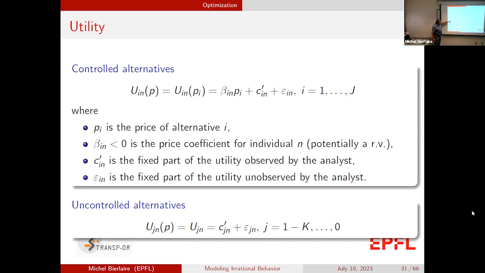I make the assumption, of course, that the beta is negative, so the people are not attracted by more expensive alternatives. If you increase the price, people will stay away from your alternatives. And for the competitors, you have exactly the same, but there is no price there. If there is a price, it's also constant, so it will be included in the constant. The convention that I'm using here is that alternatives from i to j are the alternatives that I control, and the negative indices correspond to the competition.